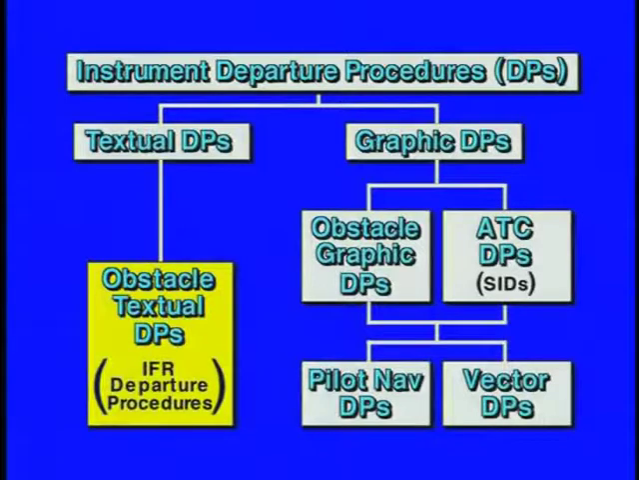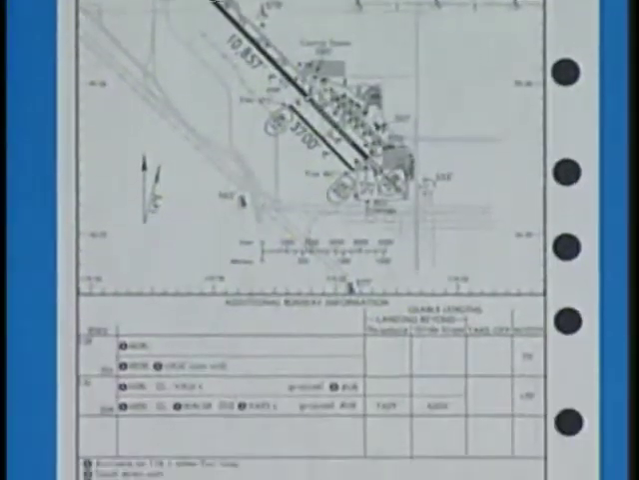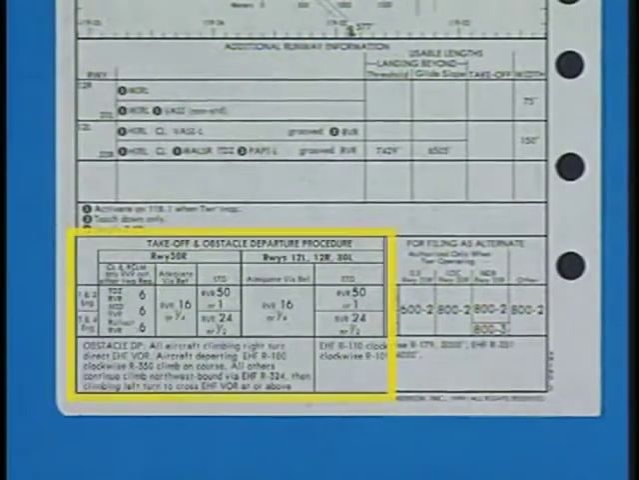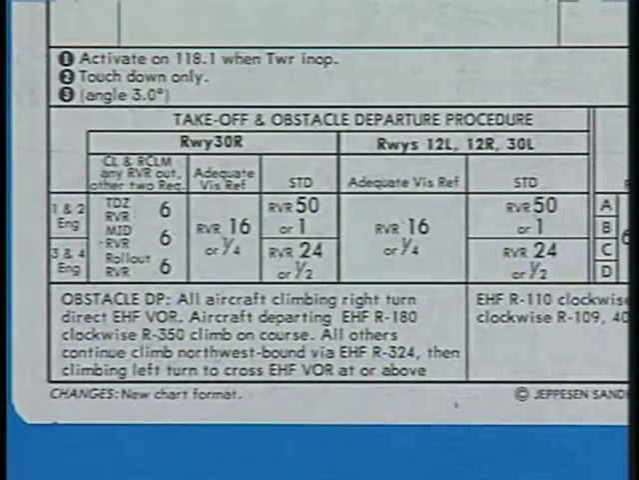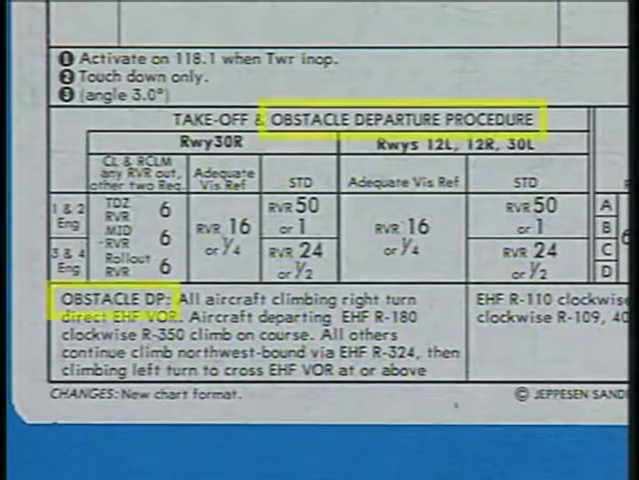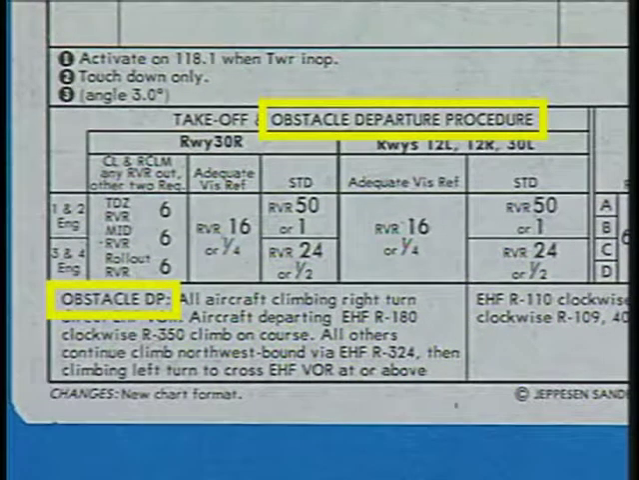Textual procedures, referred to as IFR departure procedures outside the U.S., exist only for obstacle clearance and can normally be found at the bottom of Jeppesen airport charts. If ATC does not assign a graphic DP or other instructions, you can use the textual DP for obstacle clearance to depart the airport and, in some cases, to transition to the en route structure.